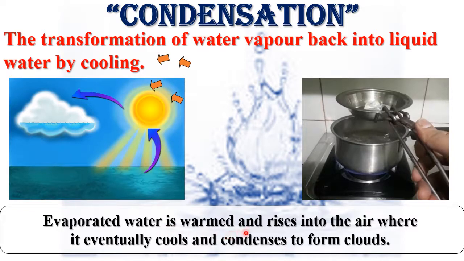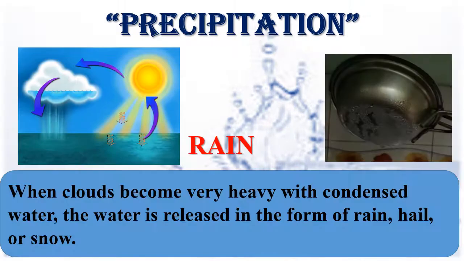Evaporated water is warmed and rises into the air, where it eventually cools and condenses to form clouds. When the water vapor is changed into the liquid form, it cools in the air and condenses to form the cloud formation. Next, precipitation. That is the rain form. Yes, as you can see, we have performed this at home also.